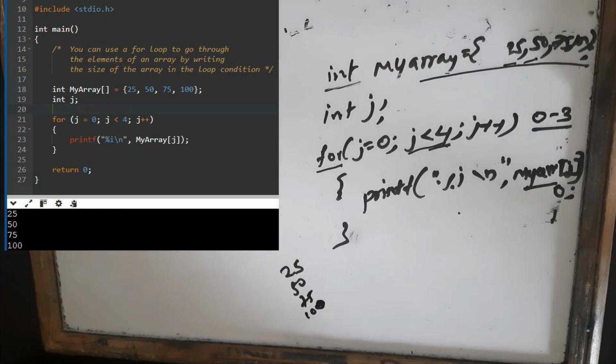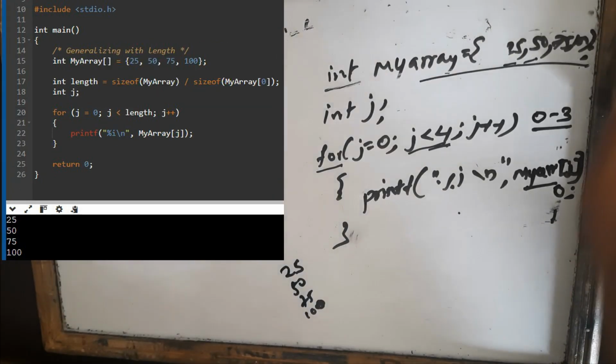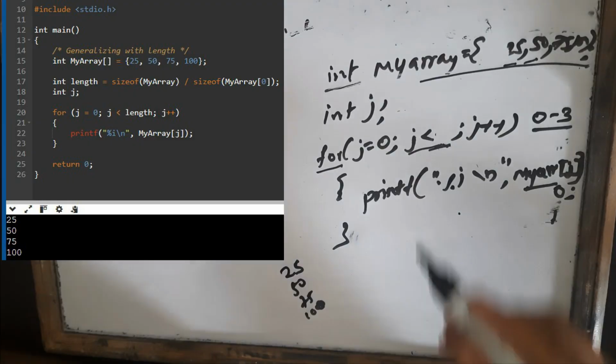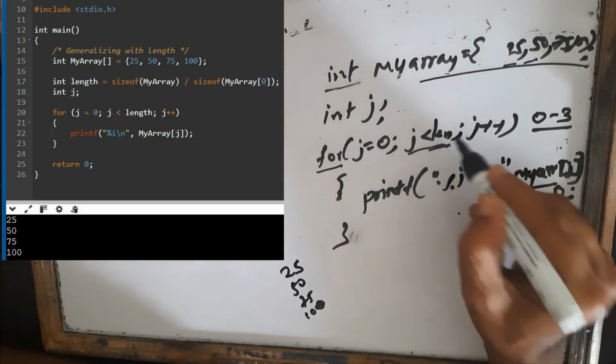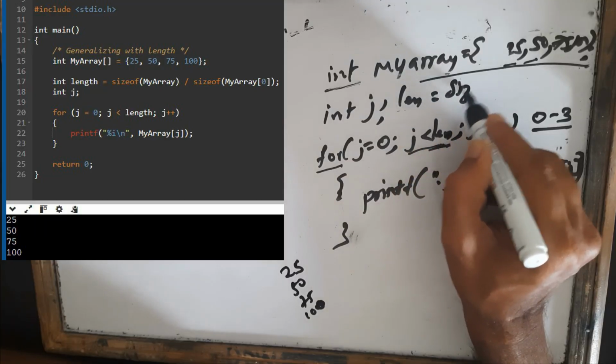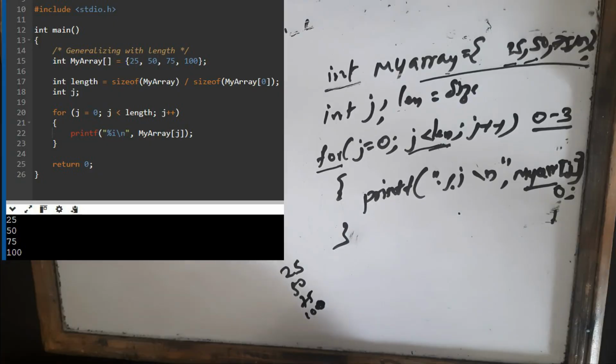And in this, for example, you can see the length is generalized. We calculate it automatically. In the previous example, we had given the 4. But in this example, instead of 4, we are using length here. And length is calculated automatically by using the size of the array divided by the size of the first element, that is 5, that is 4. So j is equal to 0 to 4.